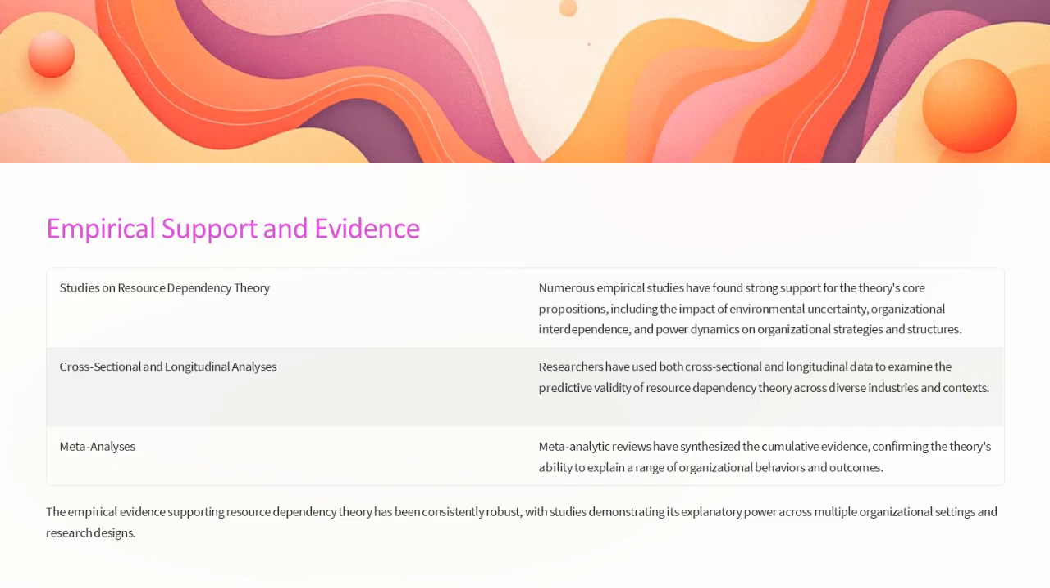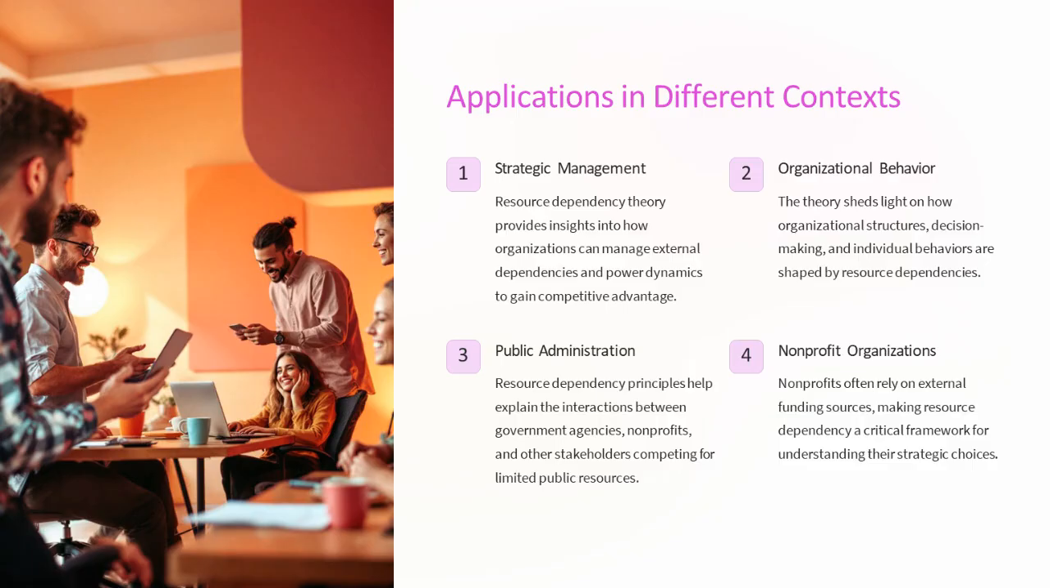Researchers have used both cross-sectional and longitudinal data to examine the predictive validity of resource dependency theory across diverse industries and contexts. Meta-analytic reviews have synthesized the cumulative evidence, confirming the theory's ability to explain a range of organizational behaviors and outcomes. Resource dependency theory provides insights into how organizations can manage external dependencies and power dynamics to gain competitive advantage. The theory sheds light on how organizational structures, decision-making, and individual behaviors are shaped by resource dependencies.